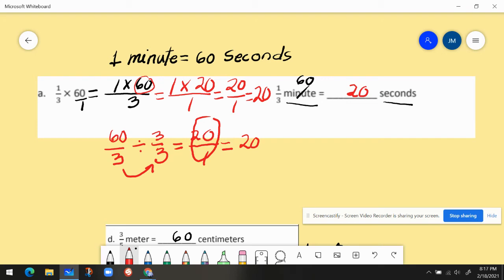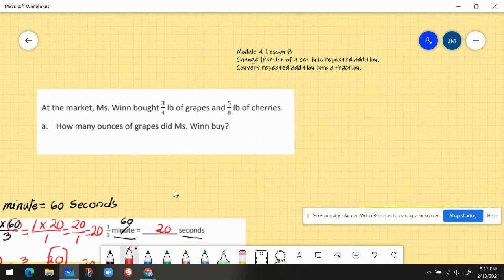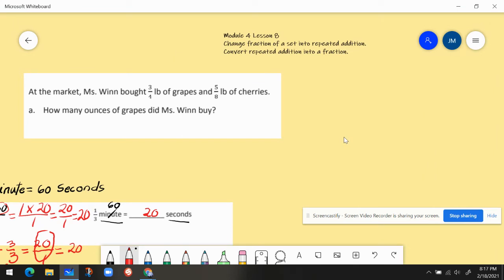Okay, my friends, that would be another example of how to do this kind of problems. Let's look at one that is a little more complex, I will say, but the process is the same. So here we have it. At the market, Mr. Wayne bought three-fourths pounds of grapes and 5/8 pounds of cherries. Now here's the question. How many ounces of grapes did Mr. Wayne buy? So to solve this one, we only need this information.